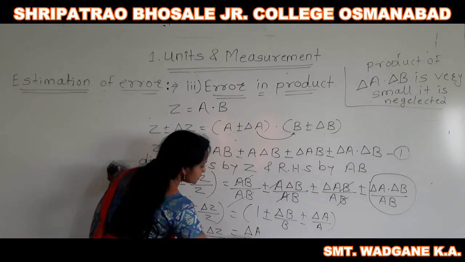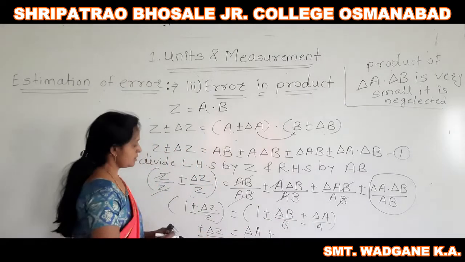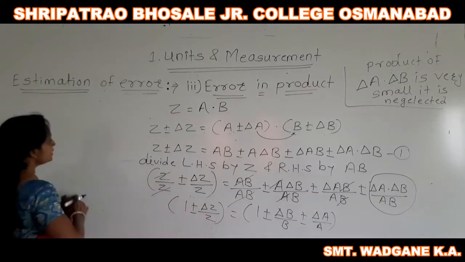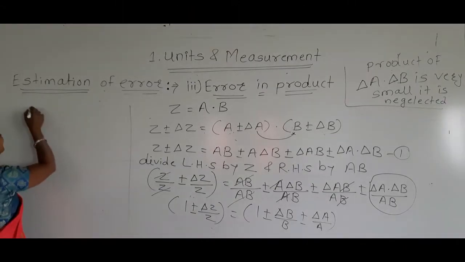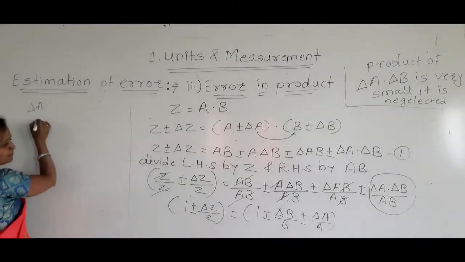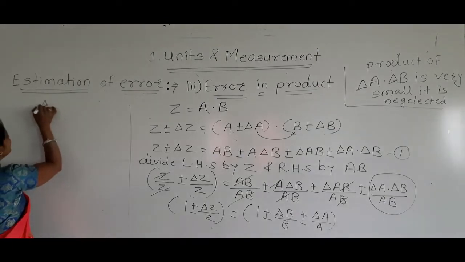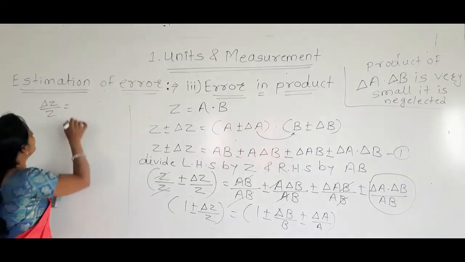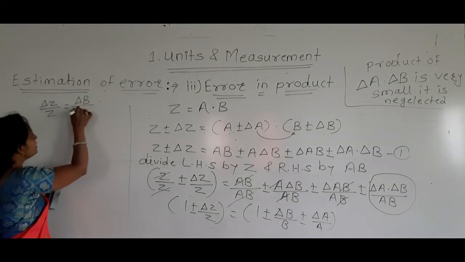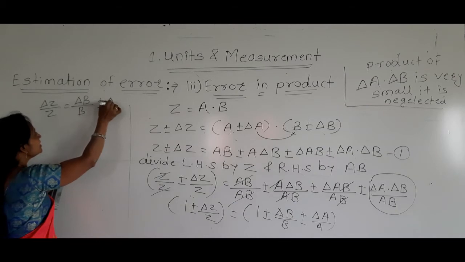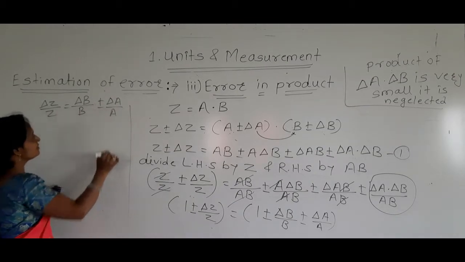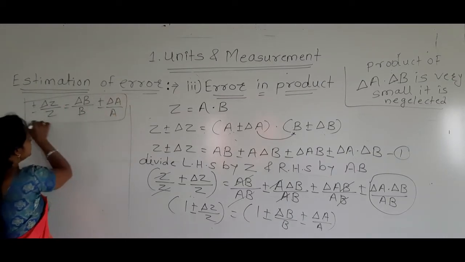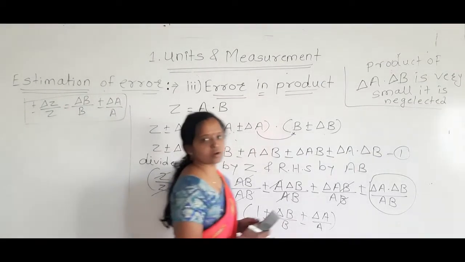Take this term firstly, plus or minus, then here we can write delta z divided by z, which is equal to delta b divided by b plus or minus delta a divided by a. Therefore, we can find the error in product.